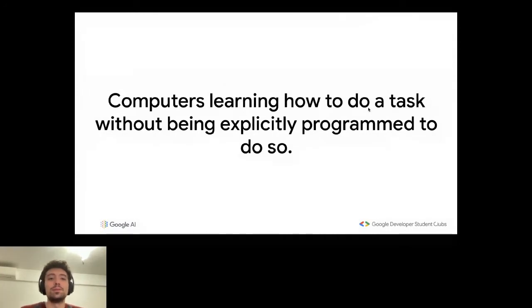The definition that we propose would be computers learning how to do a task without being explicitly programmed to do so, right? When we teach machine learning, we don't really teach machines how to handle every use case, every situation, every variant of the environment that they may find themselves in. And why can't we teach machines all of the possible combinations of the environment?